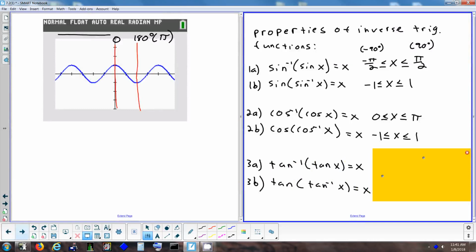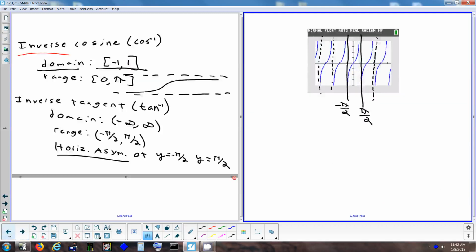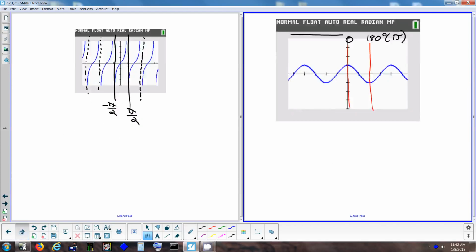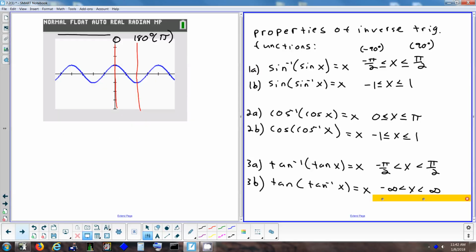Okay. So for 3a, what did we say the domain of inverse tangent was? Negative infinity to infinity. And the range was negative pi over 2 to pi over 2. Double check that. Range, negative pi over 2 to pi over 2. Domain, negative infinity to infinity. Those two things pop up right here.